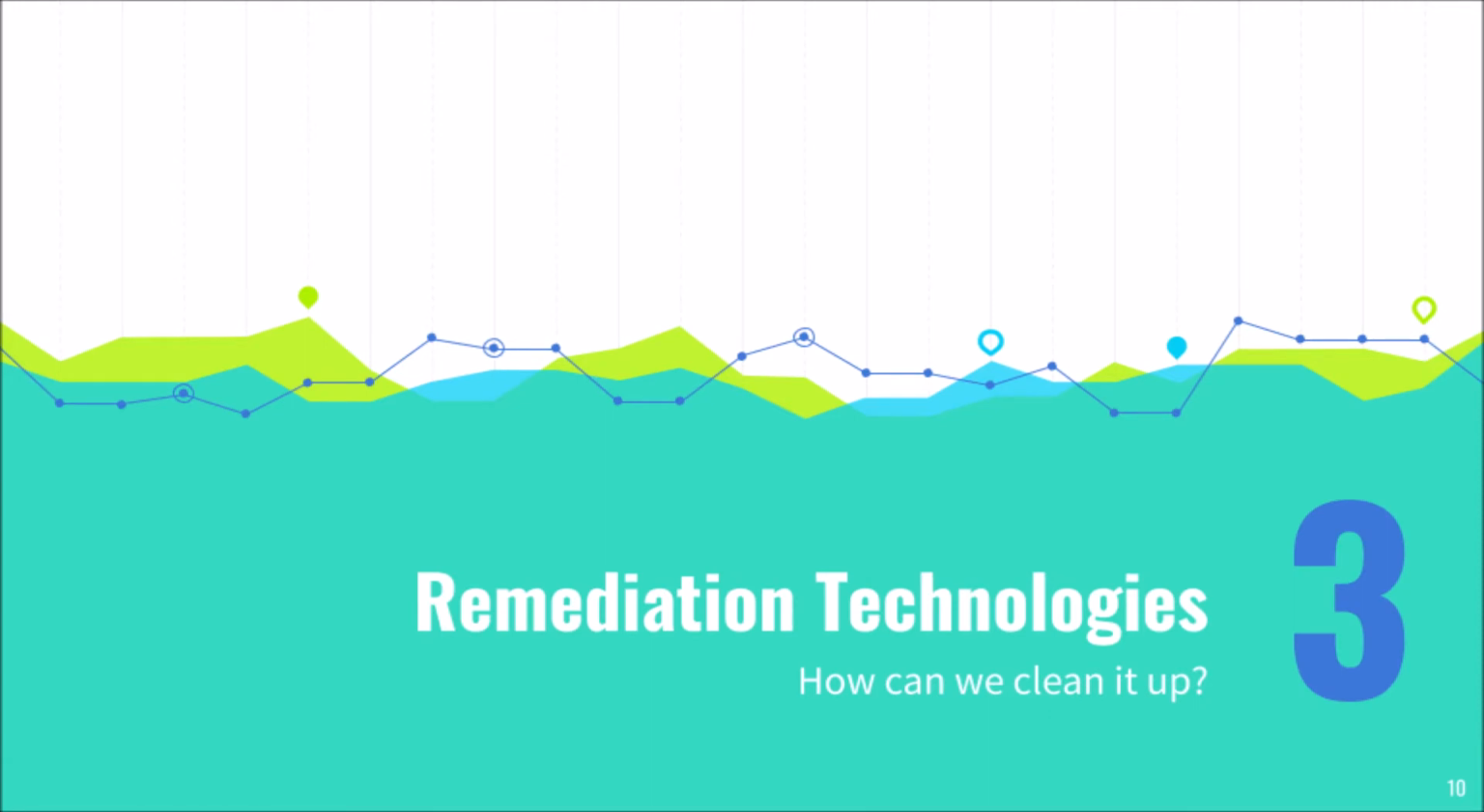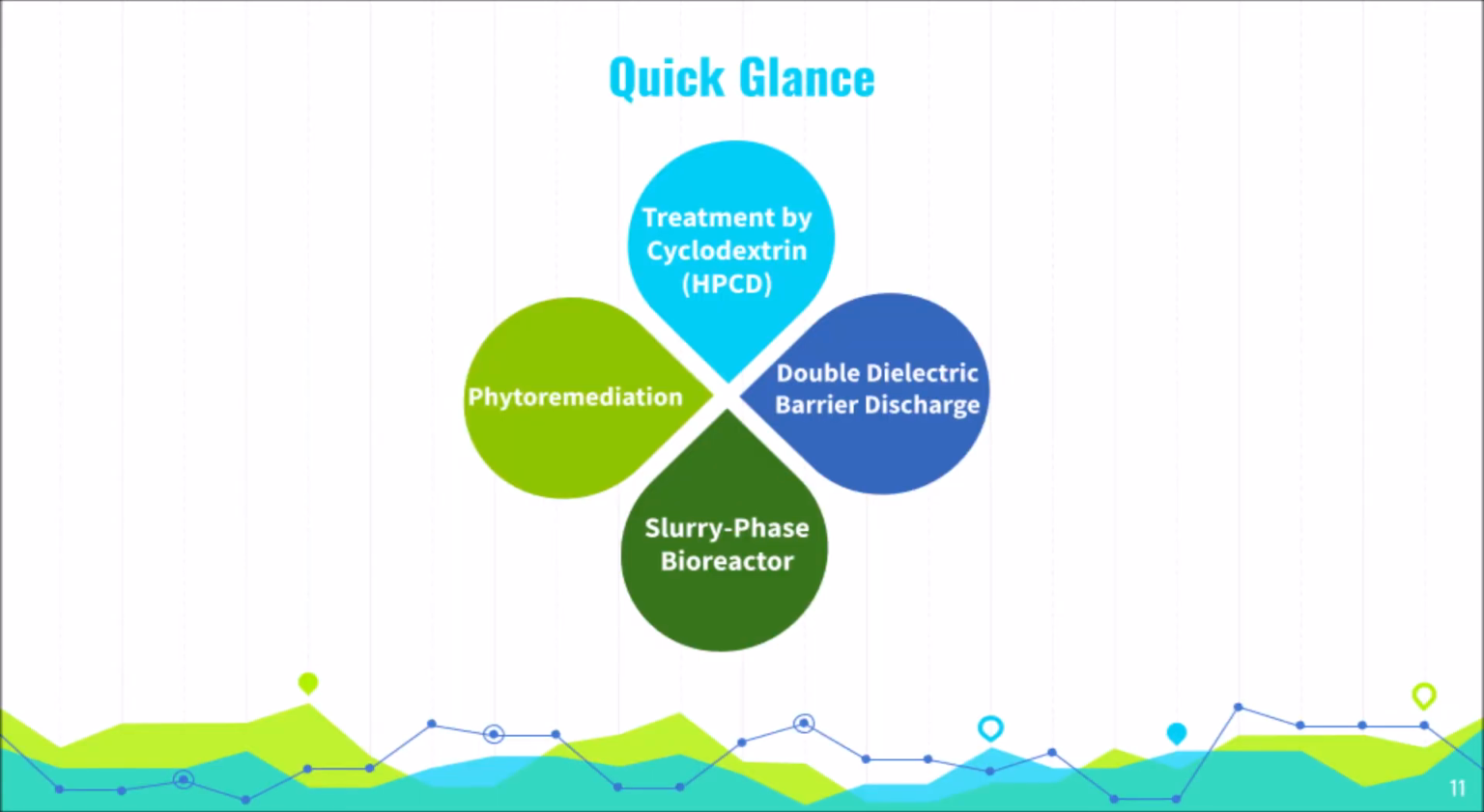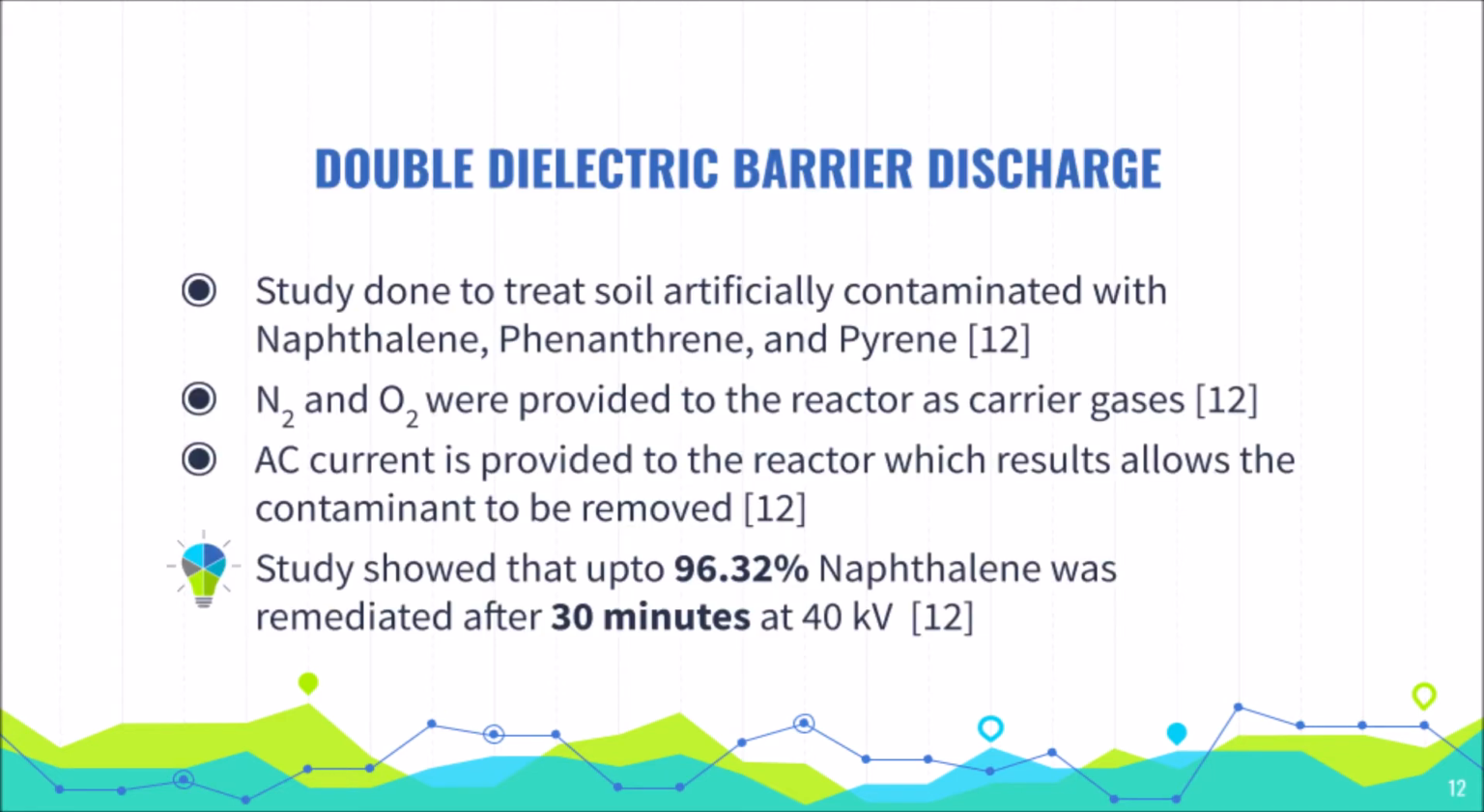Now we will look at some remediation technologies that we can use to clean up naphthalene contamination. Here's a quick glance of the 4 different technologies that we will be discussing in this video. The first treatment technology that we'll be looking at is double dielectric barrier discharge, or DDBD for short.